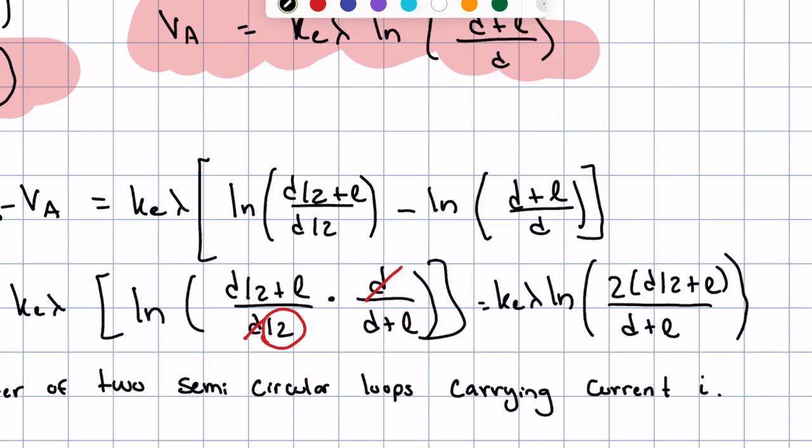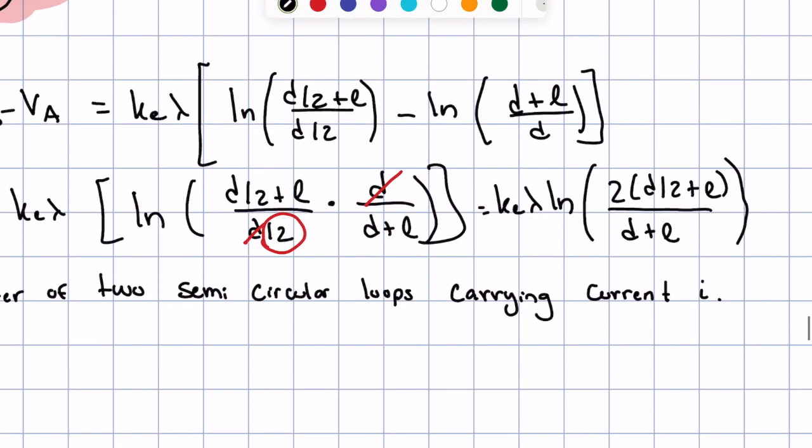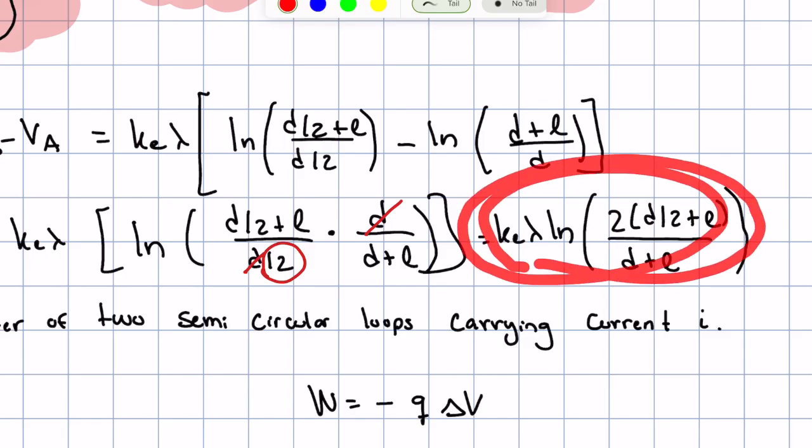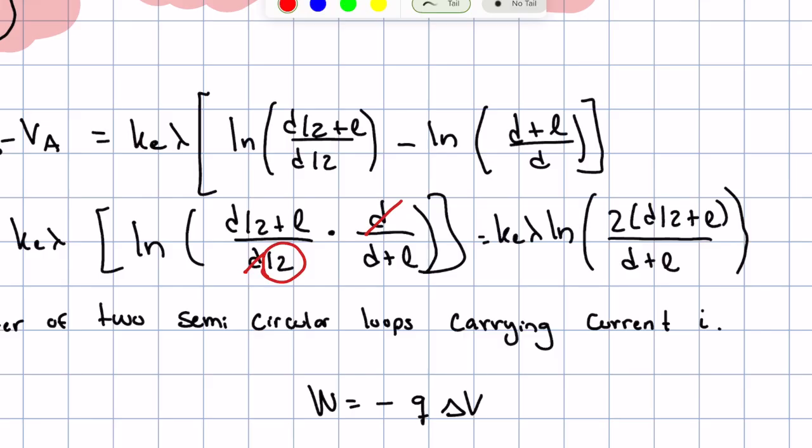Okay, so this is the delta V, and then to figure out work, you're just going to say that work is equal to negative Q times delta V. So you take whatever charge you have, you're not given a value for it, but then your final answer is literally going to be this times negative Q, and then you're all done.